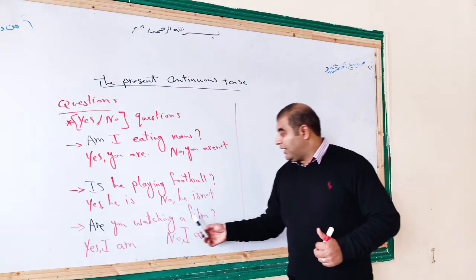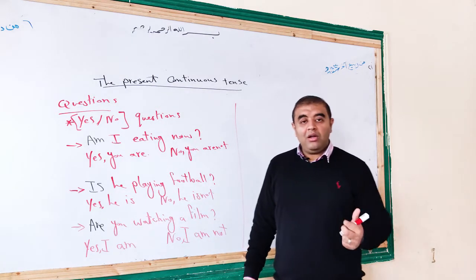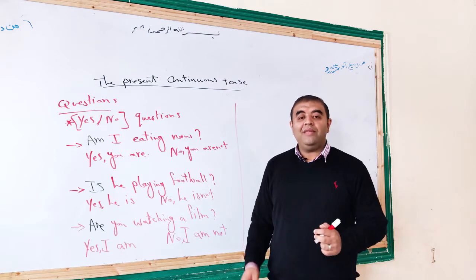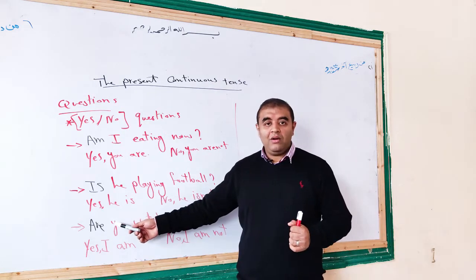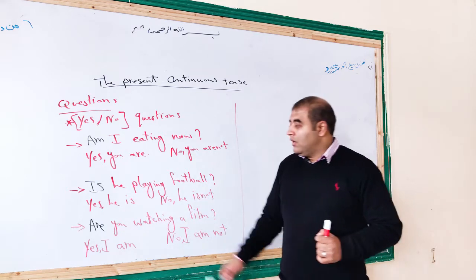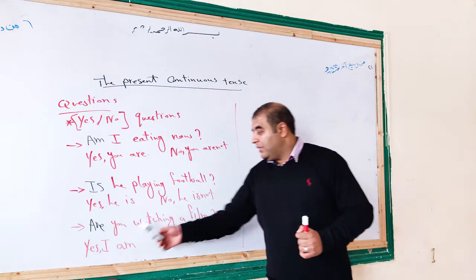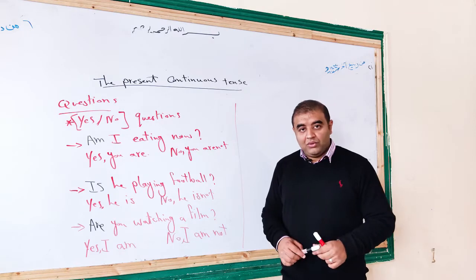Are you watching a film? We use here the word are because we have the pronoun you. And if you have we or you or they, we can use are at the beginning of the question. Are you watching a film? Yes, I am. No, I am not.